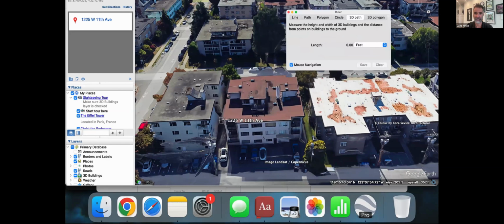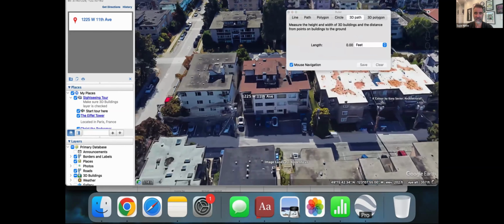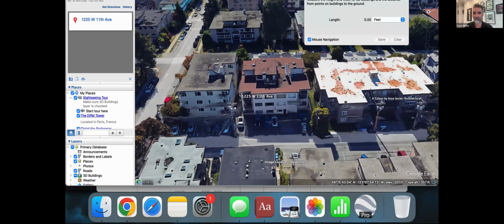You just click the icon, click, move your mouse or your pad, whatever you're using, and away you go. You can see this is 82 feet, just under. Clear it, and I'll do it again. Depending on how accurate you are with your cursor placement, you're going to get a more accurate measurement. Because this is 3D, it's measuring the depth as well. So 84, a little bit longer that time.